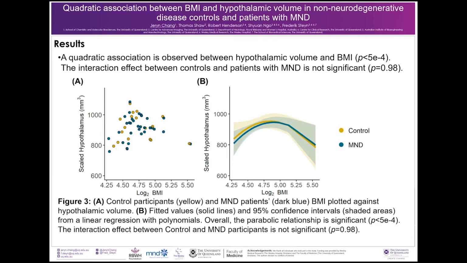The literature previously established a linear positive relationship between BMI and hypothalamic volume. We did not observe this in our results. Instead, we found a quadratic association. Moreover, there does not appear to be a significant interaction effect between controls and patients with MND.